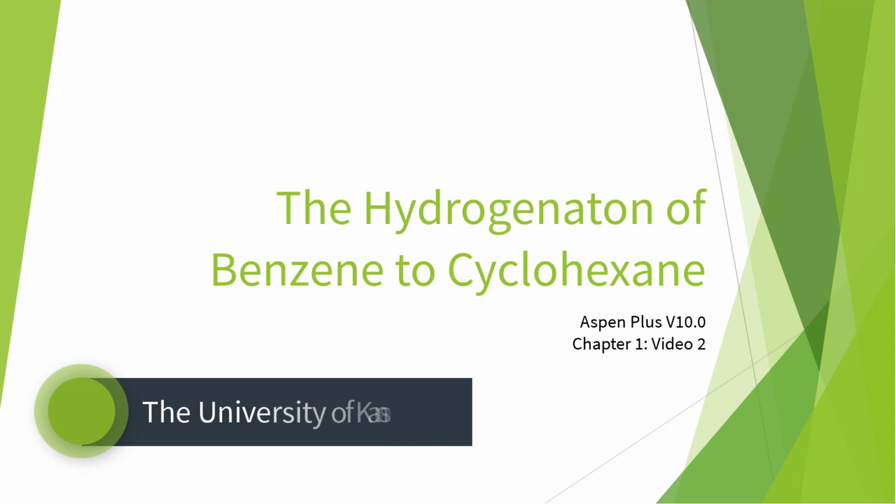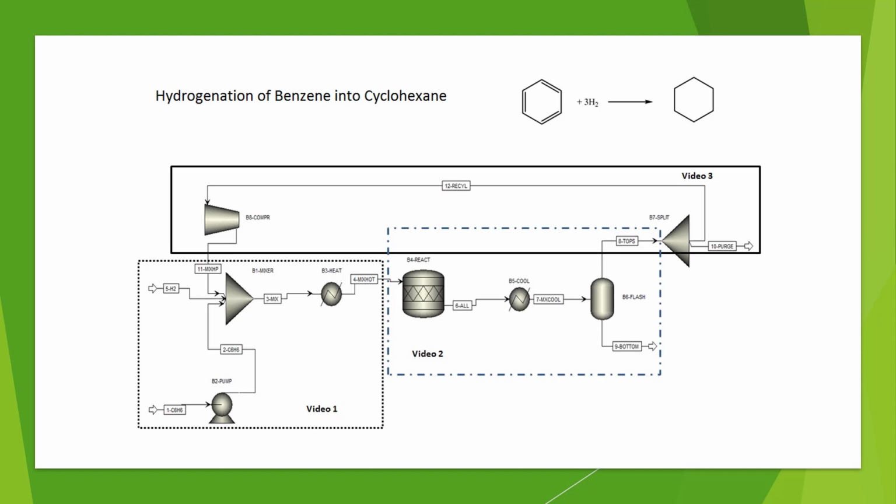Welcome to the Hydrogenation of Benzene to Cyclohexane series for Aspen Plus version 10. This video series serves as an introduction to Aspen Plus for chemical engineering students studying material and energy balances. In this video, a reactor, cooler, and flash tank will be added to the model.